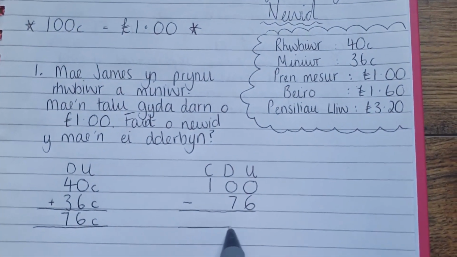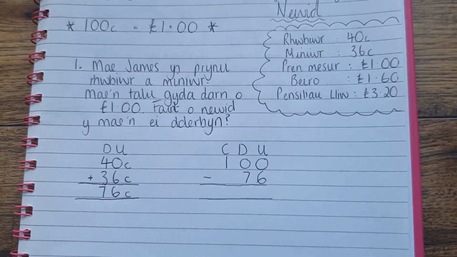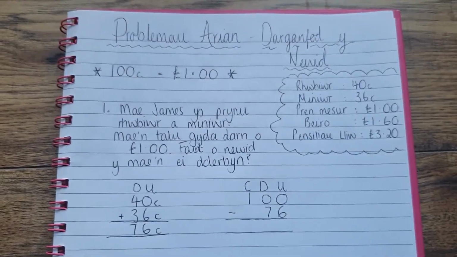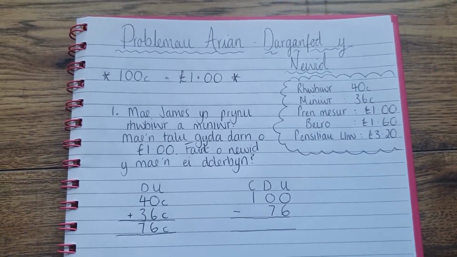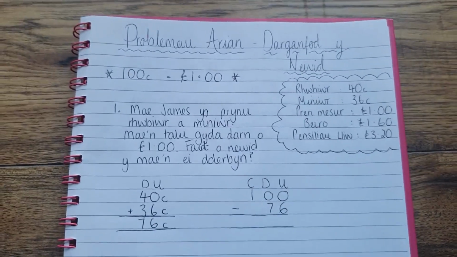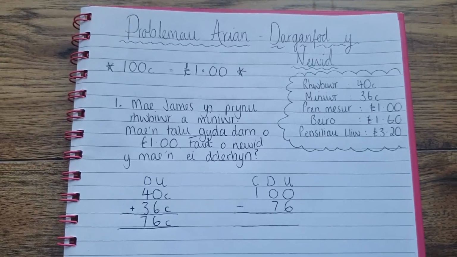And I've put the 76 underneath because that is the total of the things that James has bought. Okay, and now we move on to complete this takeaway sum. Now, I hope you remember how we answered these questions in a previous video.